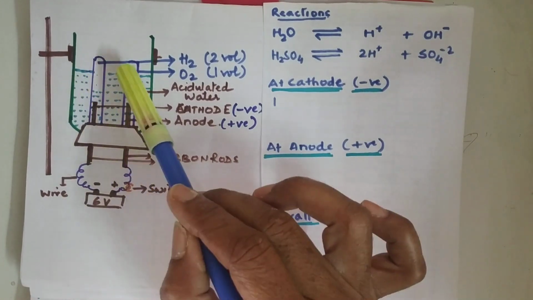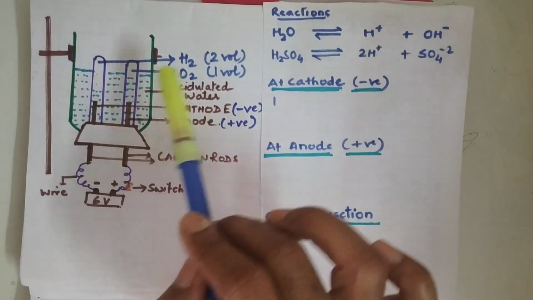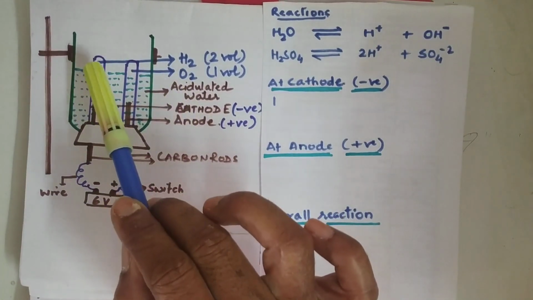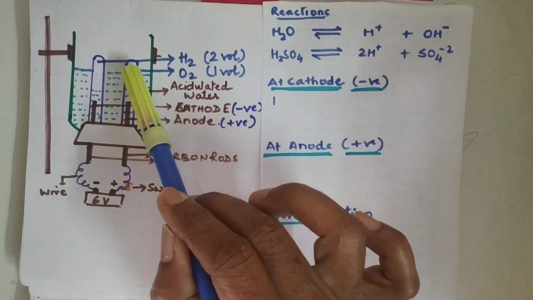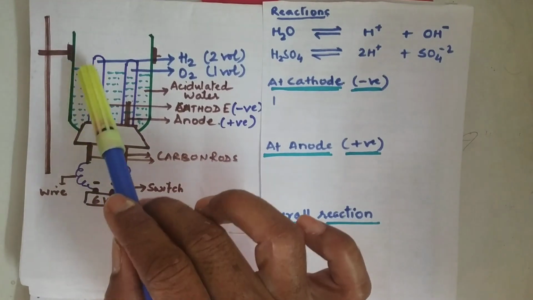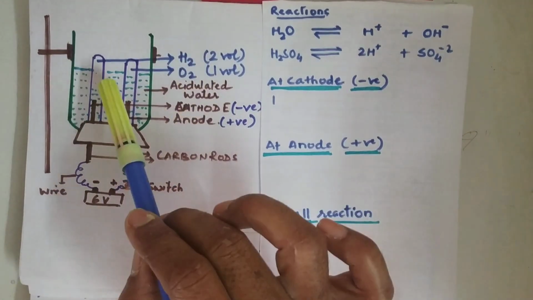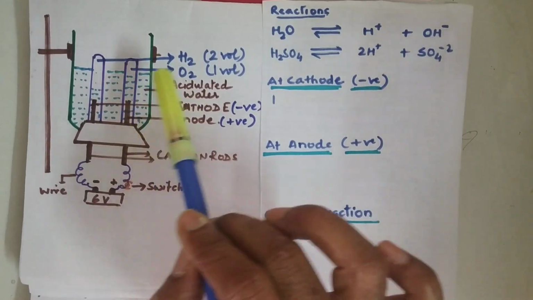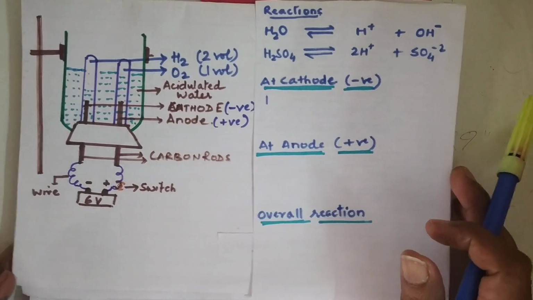The two gases will be collecting in these two test tubes, but the volume of the gases collected is not the same. The volume of the gas collected at the cathode will be twice the volume of the gas collected at the anode. The gas collected at the cathode is hydrogen gas, and the gas collected at the anode is oxygen gas. Now let me explain the reaction, what happens.